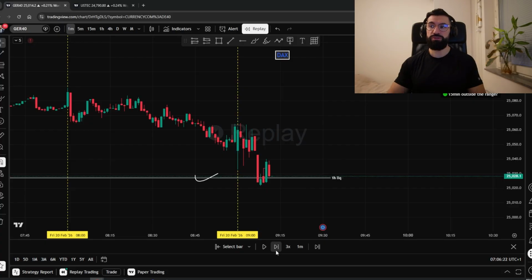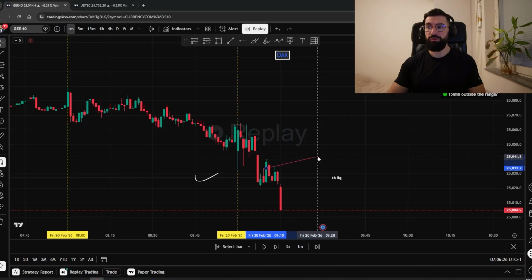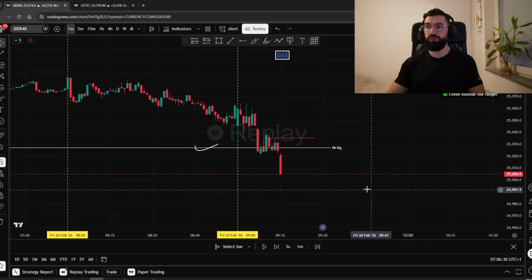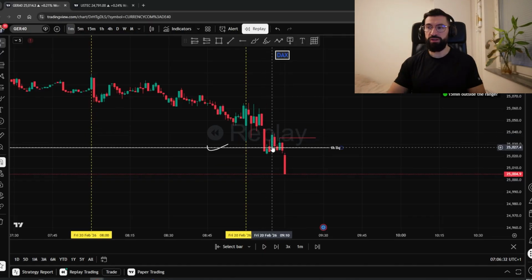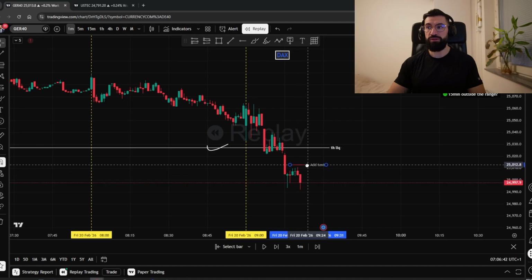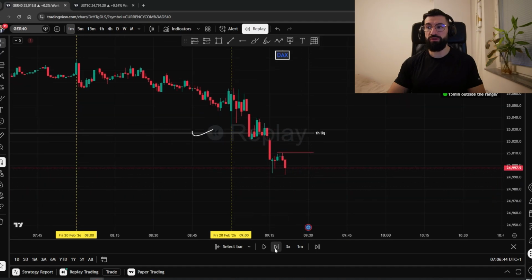So it continues down. It created a new high right here. Right, I'm waiting for it to do a break of structure. And this is, by the way, not a clear break of structure, so I wouldn't have taken a trade out of this. So there's a high right here. I'm waiting for it to close above it.